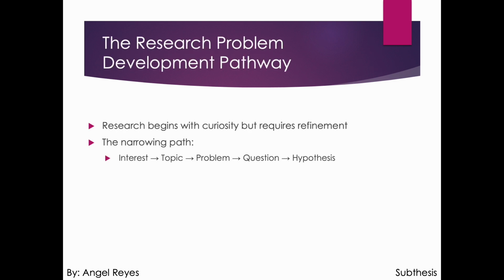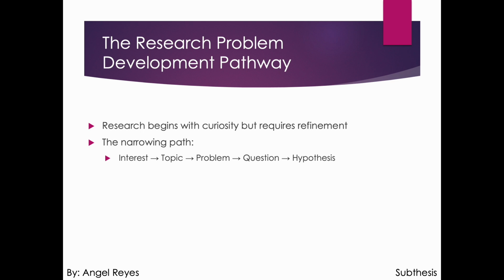Research always begins with curiosity, that spark of interest that makes us wonder about something in our world. However, curiosity alone isn't sufficient for rigorous research. We need to refine that initial interest through a systematic narrowing path that follows this progression: interest, then topic, then problem, then question, then hypothesis. Let me explain each step.